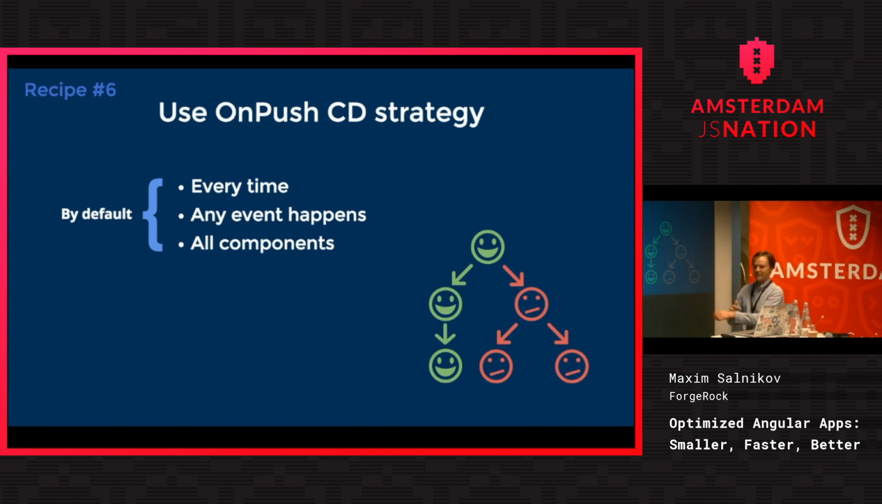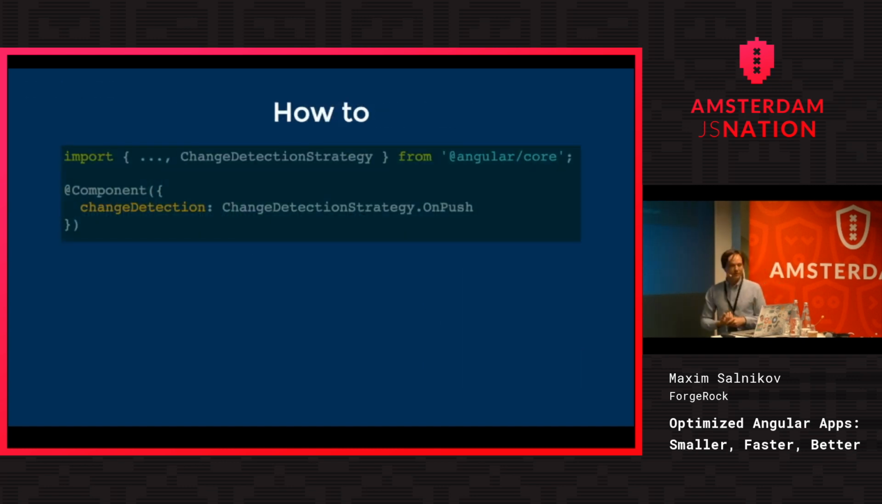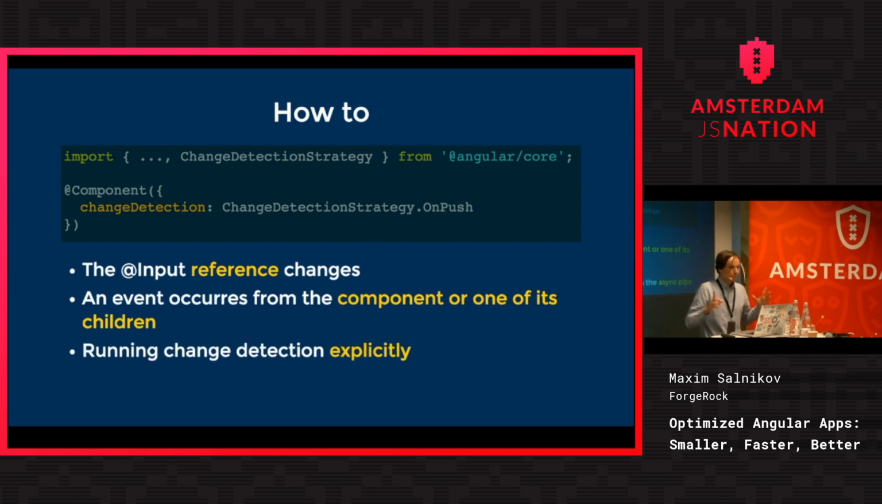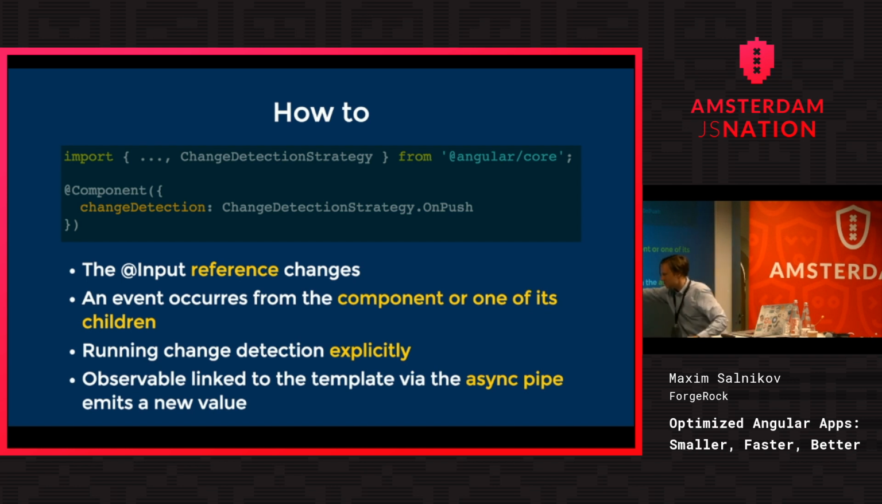Why bother them? So let's keep them happy, right? Luckily, it's quite easy to implement again. So you just specify the change detection strategy for your component, which is OnPush, and then change detection happens for this component only if the reference of the object in input changes, or an event happens in this component or its children. It's also an important addition, or we can run this explicitly.